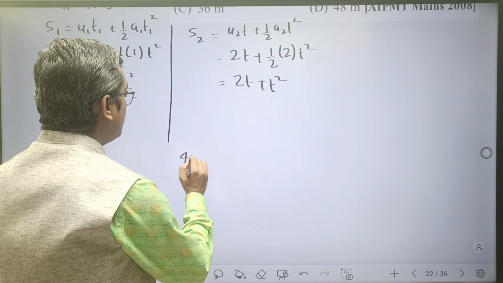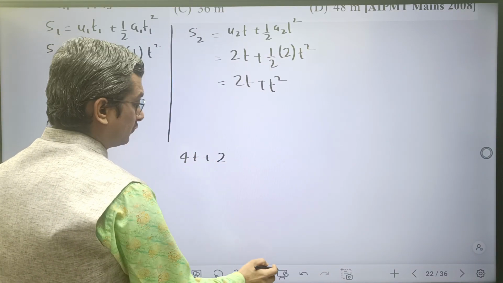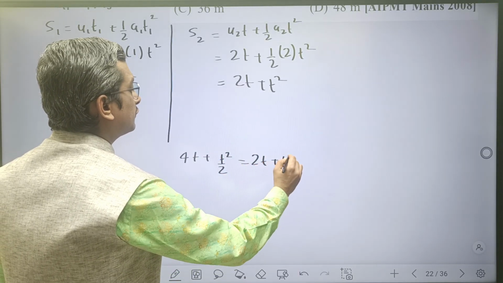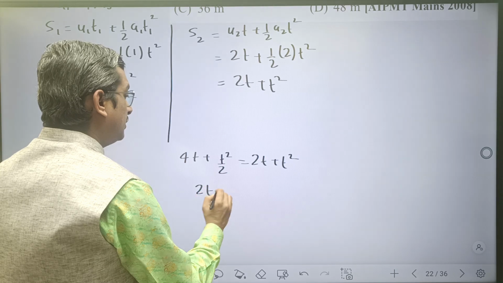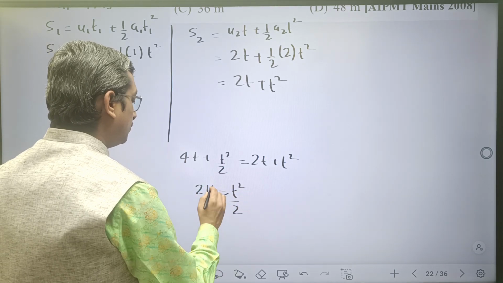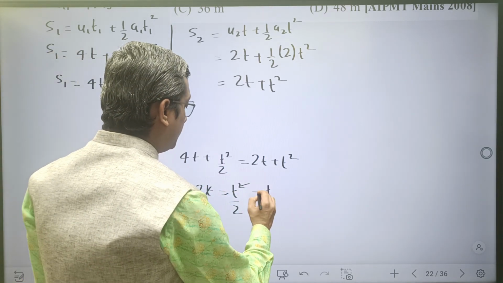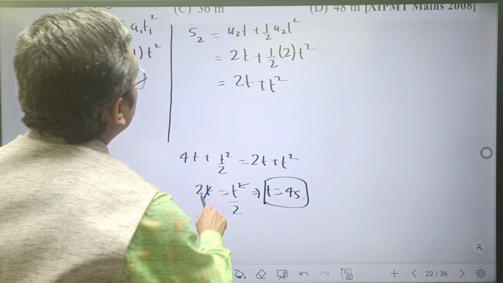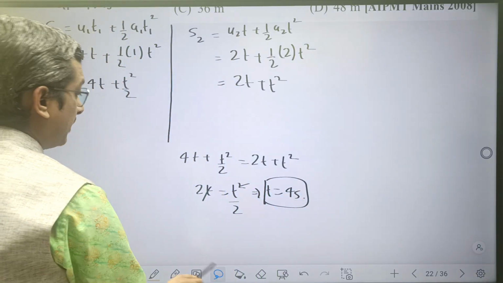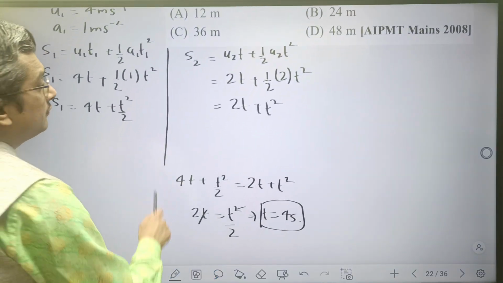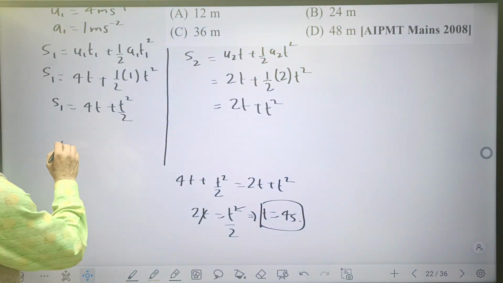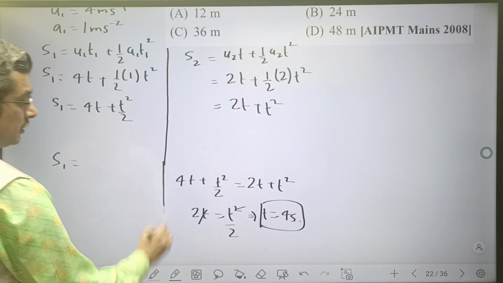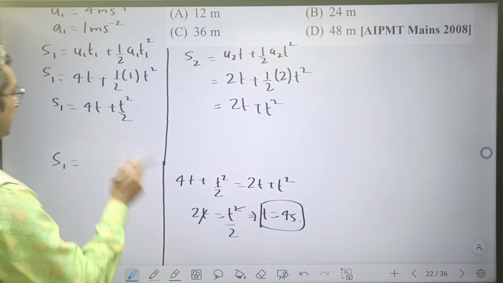So this will be 4t plus t square by 2 is equal to 2t plus t square. So this will be 2t is equal to t square by 2. So one t gets cancelled, and from here we have t is equal to 4 second. So this is the answer, the time t. From here we can find the value of s1 or the value of s2. Both will be the same. So put t is equal to 4 here.